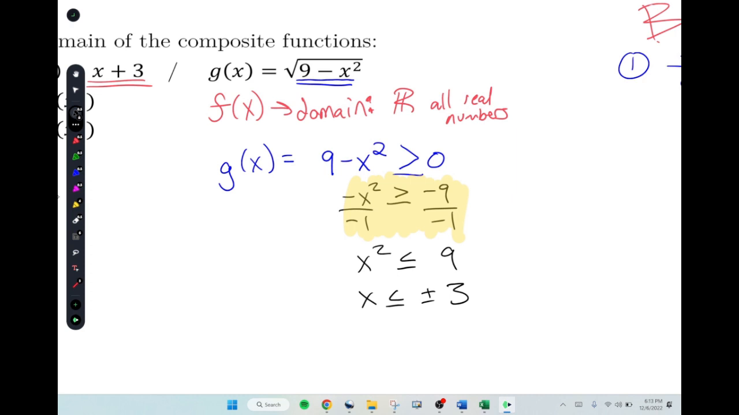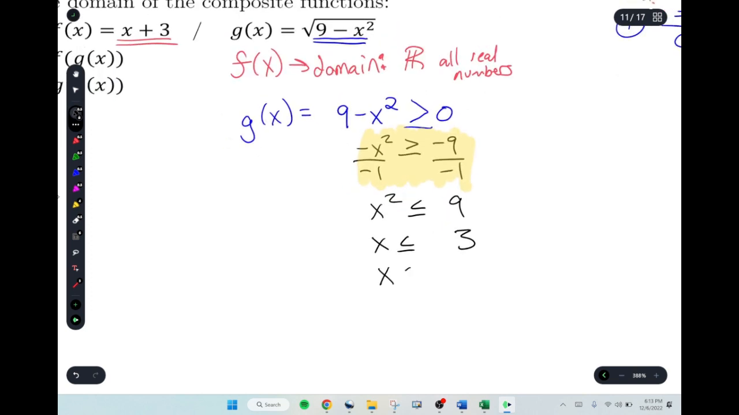X is less than plus 3 and less than minus 3. That's not right. One of those is flipped. X is less than or equal to 3, and x is less than or equal to... We have to flip the sign again for negative 3 because it's a negative sign going across. When we did a square root here, we sent a negative division across.